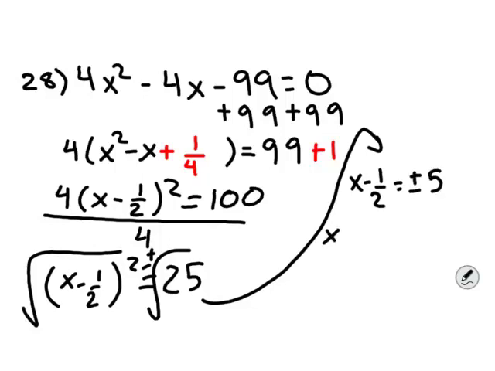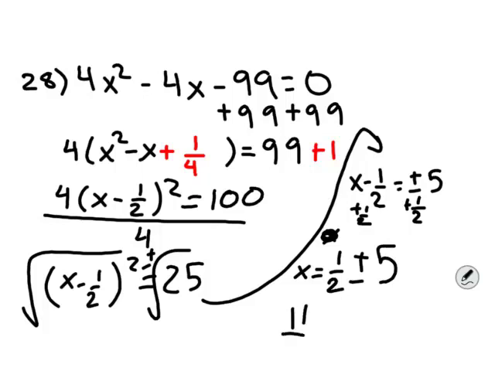So we can add the 1/2 and we'd have 1/2 plus or minus 5. Or we could actually work it out since that's pretty simple. So we do 1/2 plus 5 and we would get 11/2. And then we can do 1/2 minus 5 and we get negative 9/2.